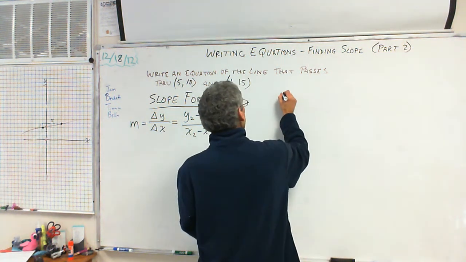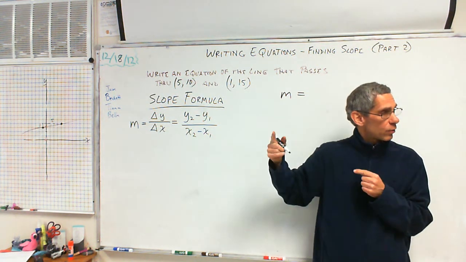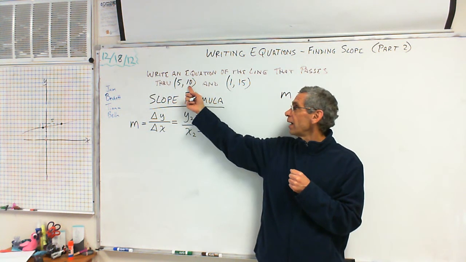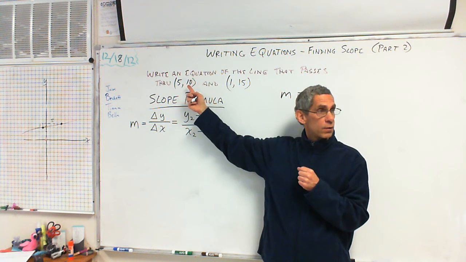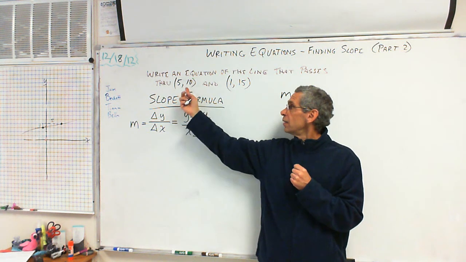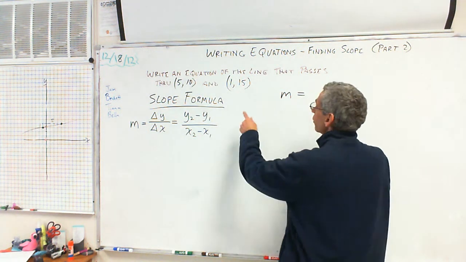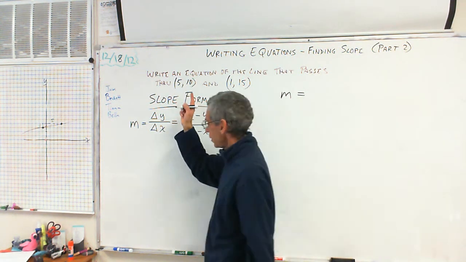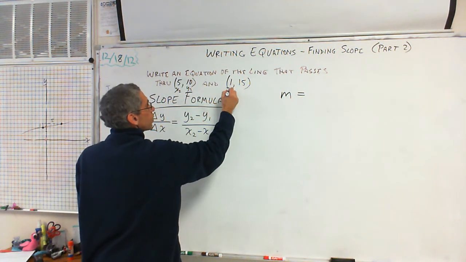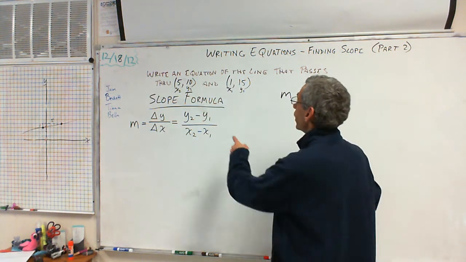So my slope is... I'm going to take whichever point I start with. If I start with the y of this point, I've got to start with the x of this point. Is that clear? You can't start with this y and then start with this x. Then it won't work. All right? You guys with me? You have to start with the same thing. If you start with this point, the first number is going to be 10 for the y, and the first number is going to be 5 for the x. You can't jump around. So I'm going to make this x2 and y2, and I'm going to make this x1 and y1. Doesn't matter which one you make x2 and y2 and x1 and y1. Could have done it reverse, but I'm going to start this way.